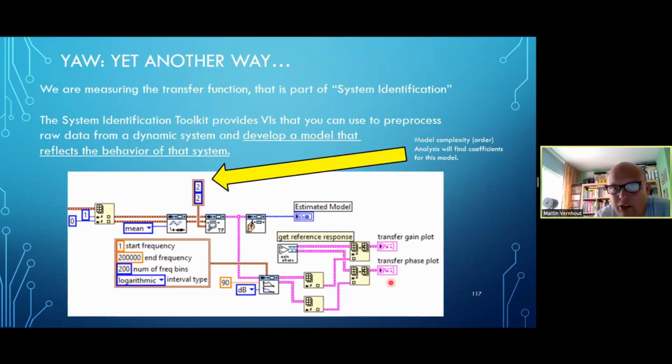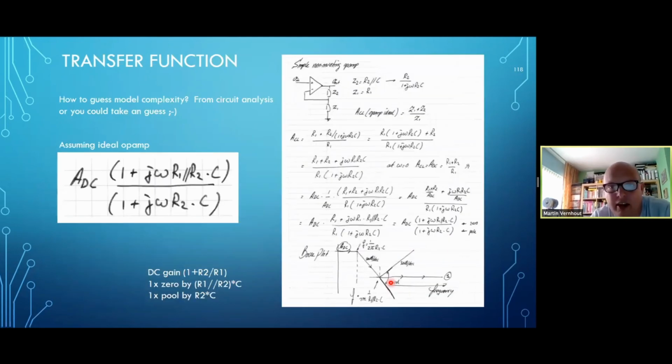What I can do is I can do system identification. I just provide a stimulus, I measure the response, I present the system to a model which says there are one pole, 1 zero, or two poles, 2 zeros, and it will figure out what the most likely transfer function is.